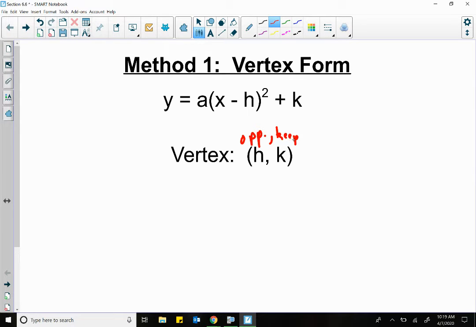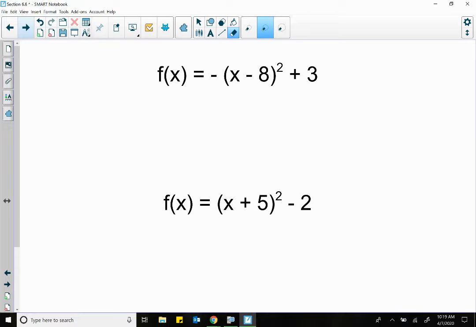Opposite, keep. Okay? So if you had a minus 3 here for H, that would be a positive 3 in here. If you had a minus 5 here for K, that would be a minus 5 down here. So keep the sign for the K, but think opposite sign for the H. Okay? Go ahead, pause the video, give these two a shot.